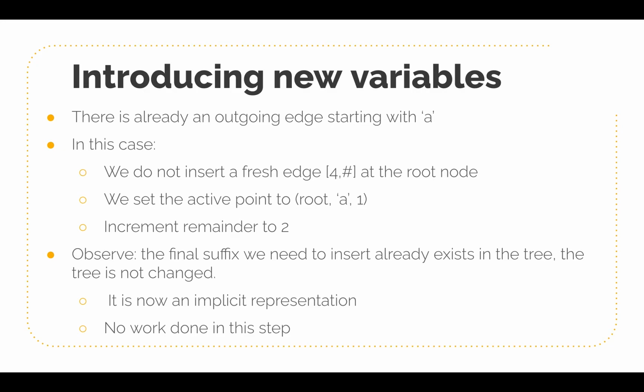Observe that when the final suffix we need to insert is found to exist in the tree already, the tree itself is not changed at all. We only update the active point and the remainder. The tree is then not an accurate representation of the suffix tree up to the current position anymore, but it contains all the suffixes, because the final suffix A is contained implicitly. Hence, apart from updating the variables, which are all of fixed length, so this is an O(1) operation, there was no work done in this step.